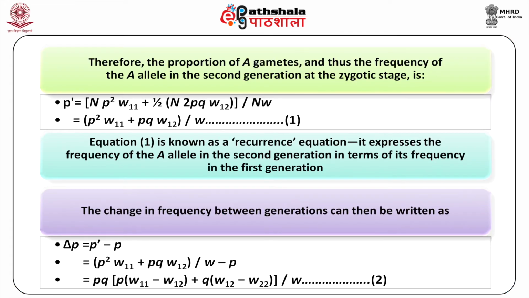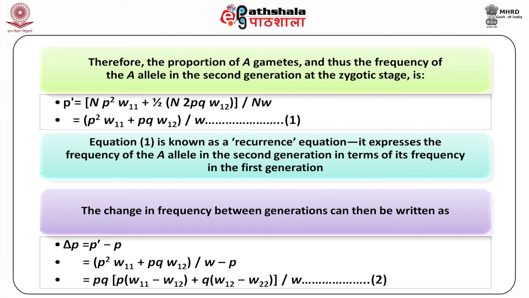Therefore, the proportion of dominant A gametes, and thus the frequency of the dominant A allele in the second generation at the zygotic stage, is p dash equal to N p square W11 plus half N 2pq W12, divided by N W bar, which is equal to p square W11 plus pq W12, divided by W bar.